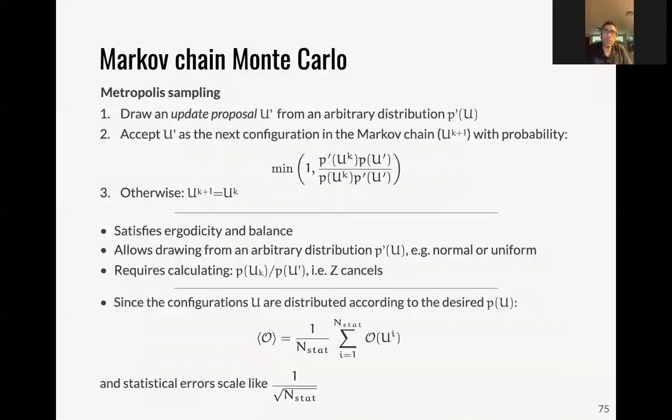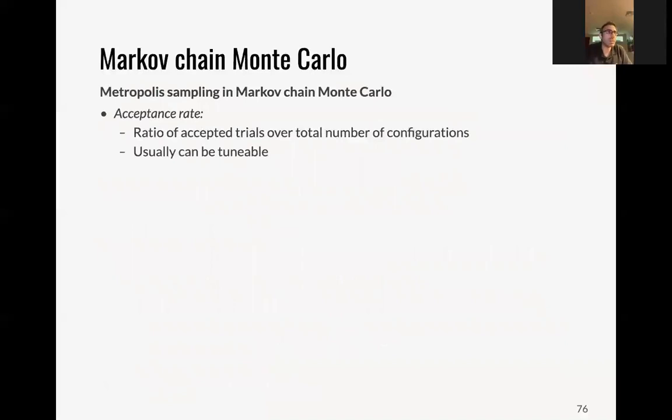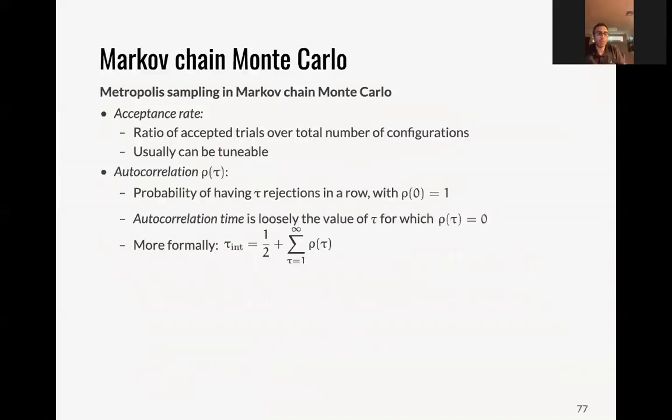Okay, so a few terms that we need to introduce here is the so-called acceptance rate, which is the ratio of accepted trials in the Monte Carlo over the total number of configurations. And usually this acceptance rate can be tuned according to how big steps you take when you propose a new trial. And then there's the autocorrelation time, which basically tells you the probability of having some number of rejections in a row. So the autocorrelation time is loosely the value of this length for which this autocorrelation goes to zero, and you can formally define an integrated autocorrelation time in this way.